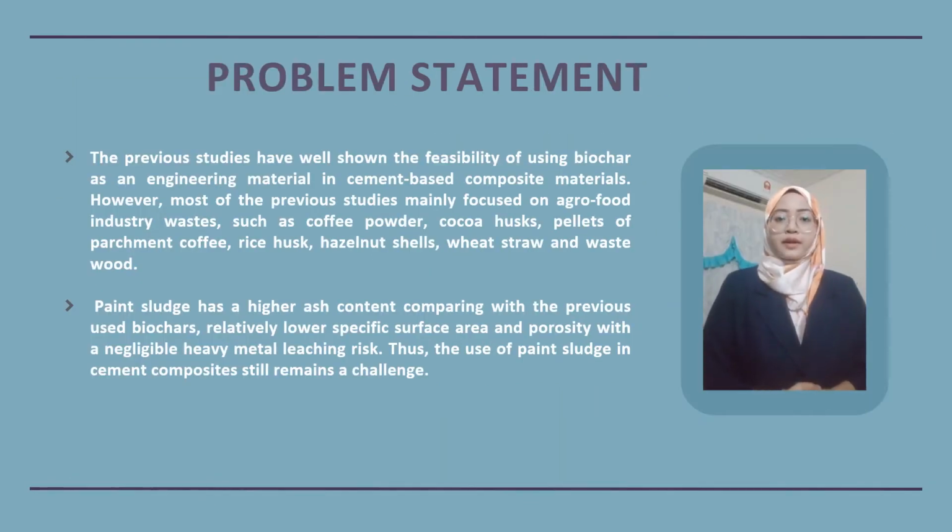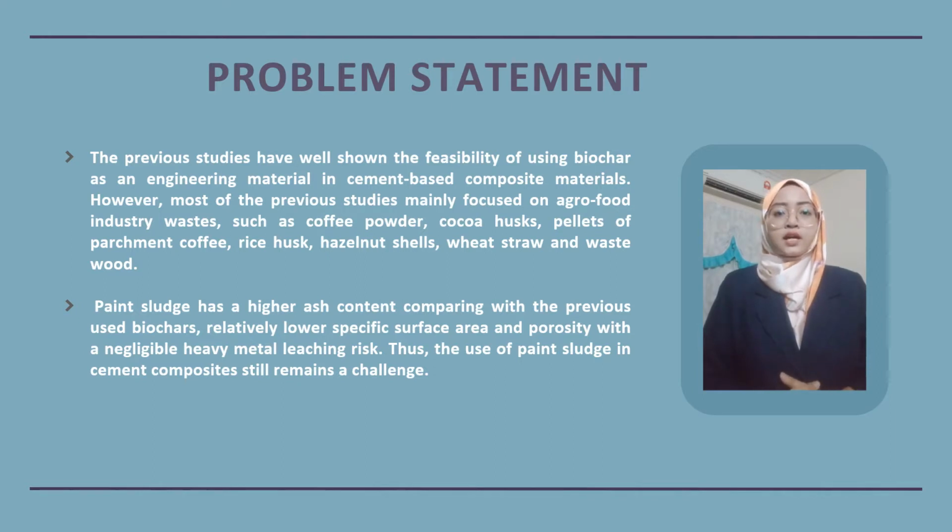The problem statement in my research is that previous studies have shown the feasibility of using biochar as an engineering material in cement-based composite materials. However, according to Gupta, most of the previous studies mainly focus on agro-food industry waste, such as coffee powder, cocoa husk, pellet of parchment coffee, rice husk, hazelnut shells, wheat straw, and waste wood.